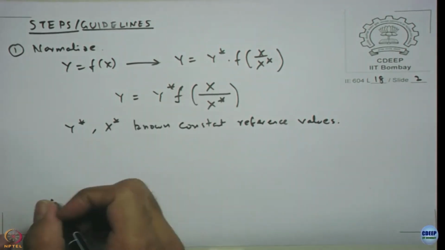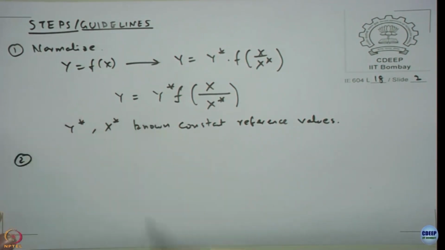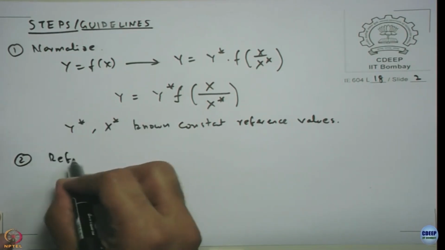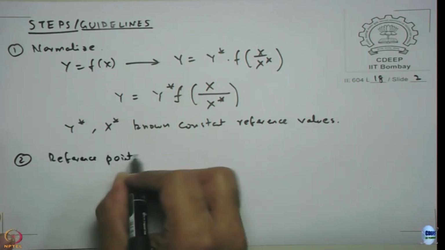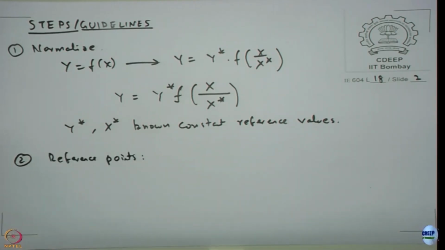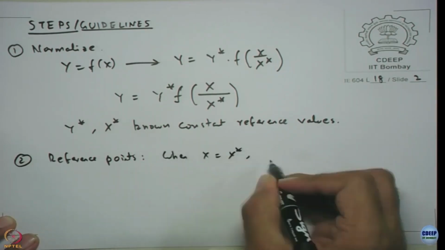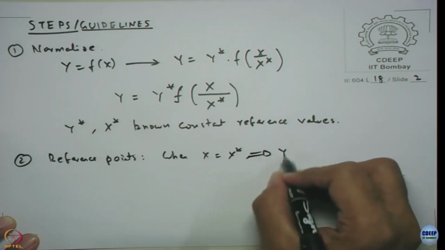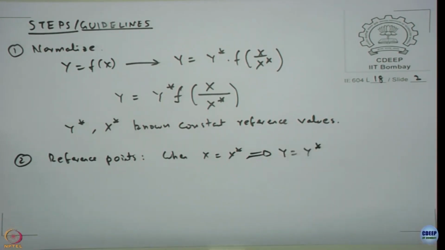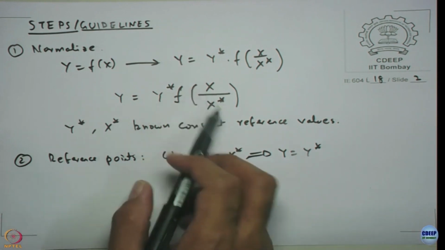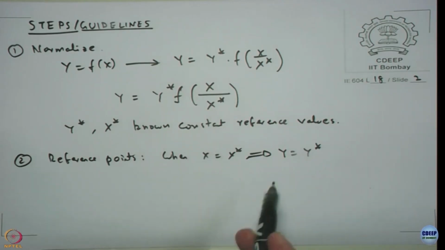So, step 2, while we are constructing the normalization, we are going to need something called reference points. For example, we may say that when x is equal to x star, it implies that y must be equal to y star. Pretty much what you are saying is that this curve passes through 1 comma 1. This curve, which is a dimensionless ratio, is going to pass through 1 comma 1 only if, when x is equal to x star, y equals y star. So, these could be reference points.